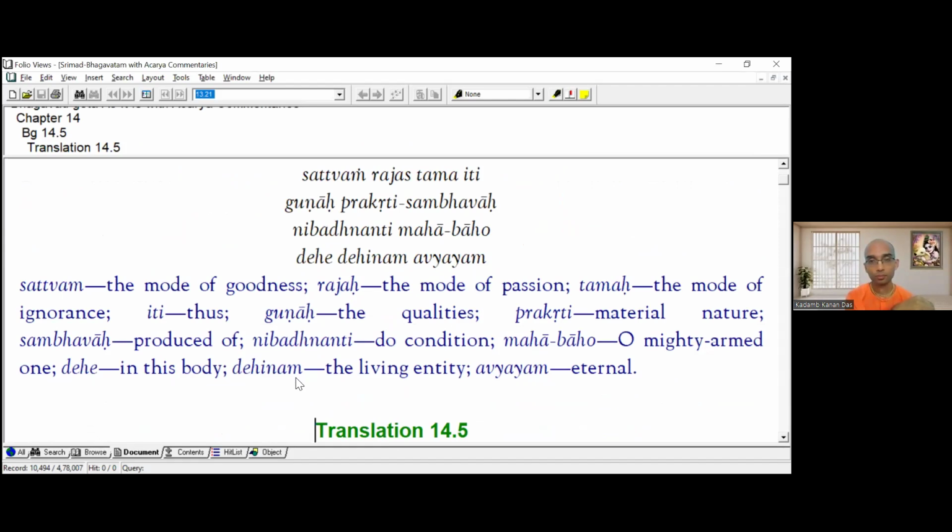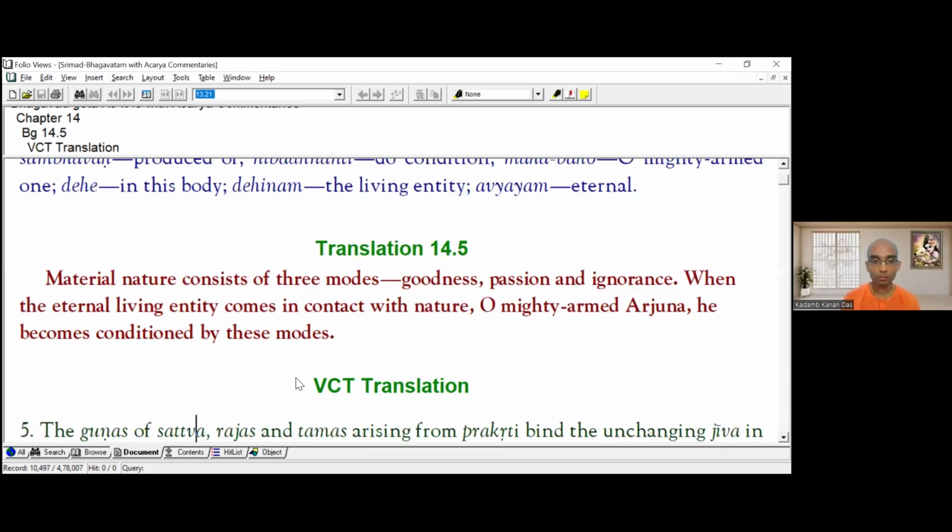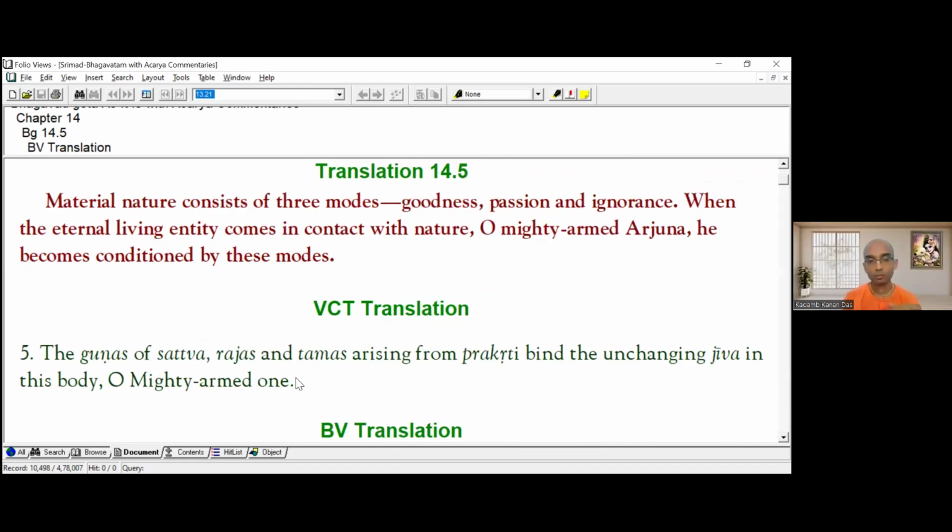sattvaṁ rajas tama iti guṇāḥ prakṛti-sambhavāḥ, nibadhnanti mahā-bāho dehe dehinam avyayam. Material nature consists of three modes: goodness, passion, and ignorance. When the eternal living entity comes in contact with nature, O mighty Arjuna, he becomes conditioned by these modes.